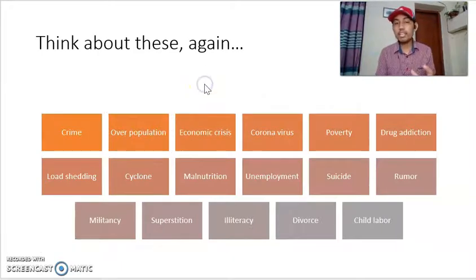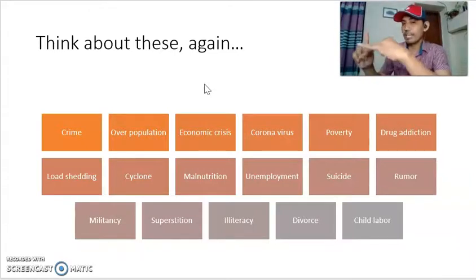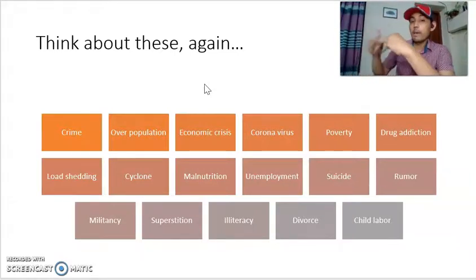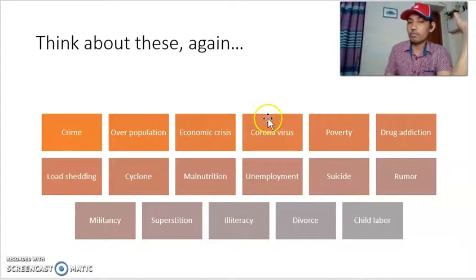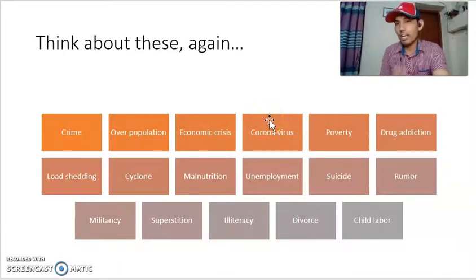At the same time, economic crisis. The first thing, economic crisis is a negative thing, definitely. But it does not arise from society. Economic crisis arises because of economic policy, because of some other external and internal factors. So it is not a social problem. Think about coronavirus. Coronavirus is not a social problem.